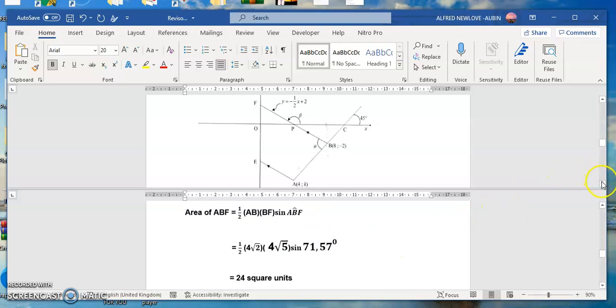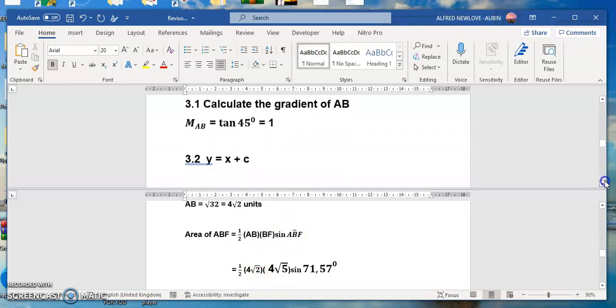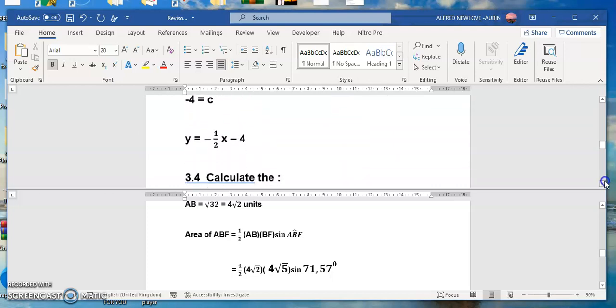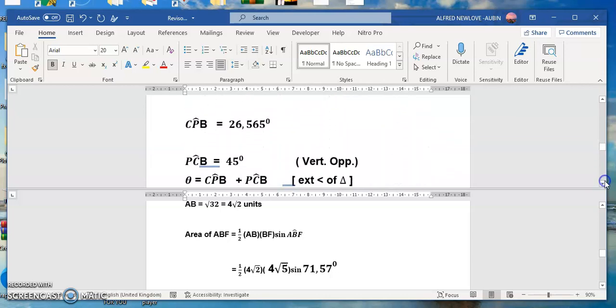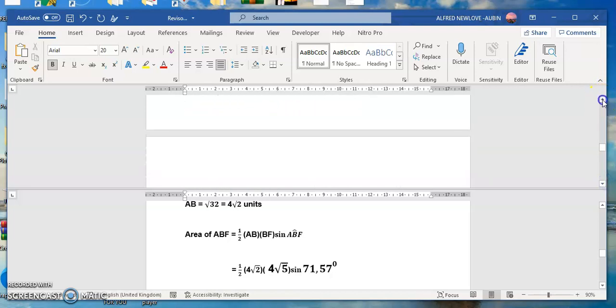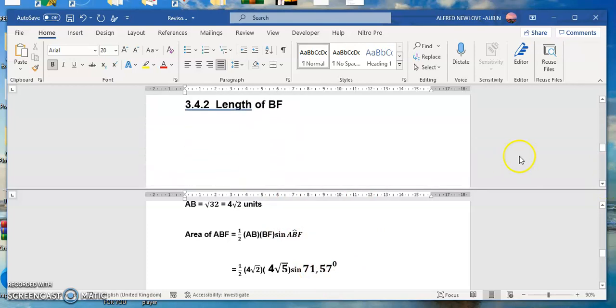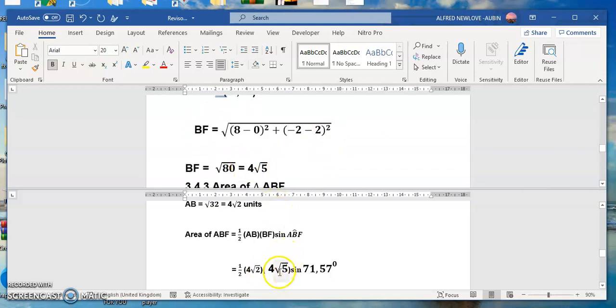Okay, now AB, we already calculated it. It's here. But BF, we also calculated it above. Let me show you BF, down somewhere there. Okay, let me show you the angle. Theta, we calculated this theta to be that one. Then BF, yeah, length BF is also here. We calculated it to be 4 root 5. So that is this one.